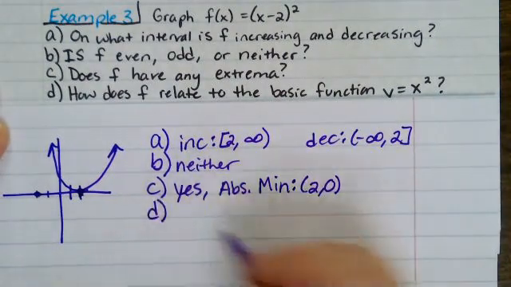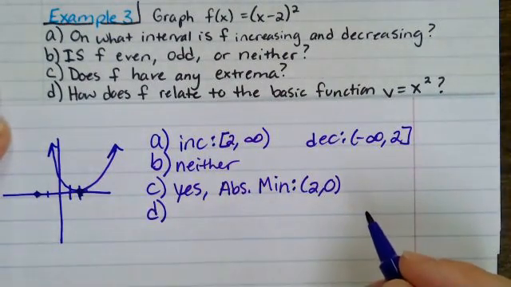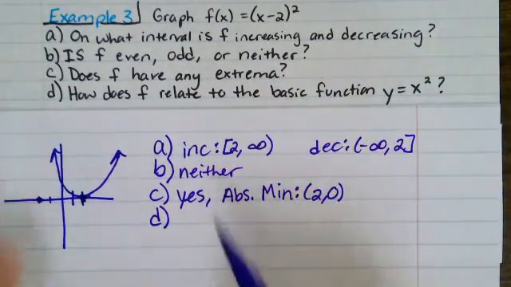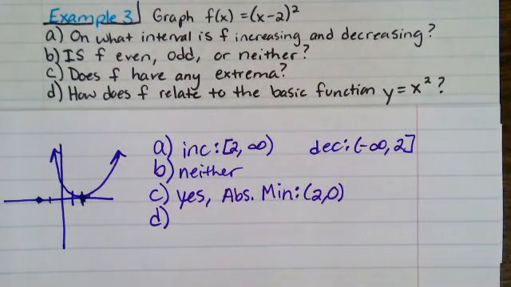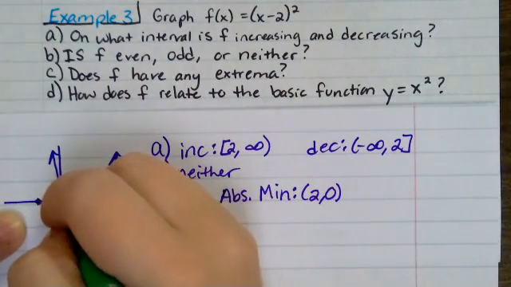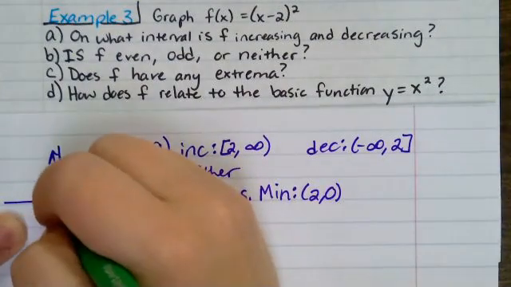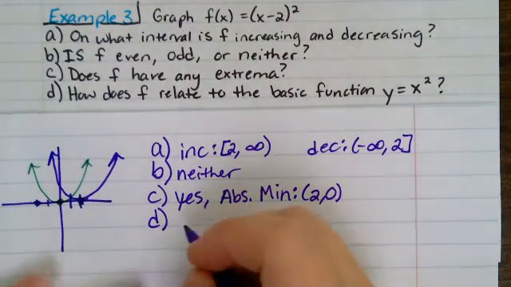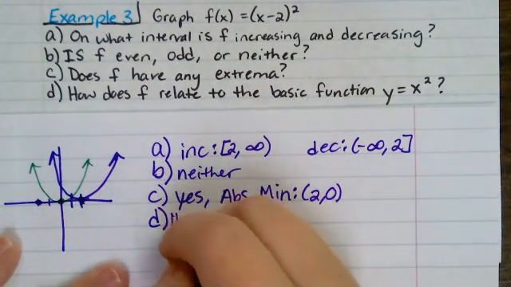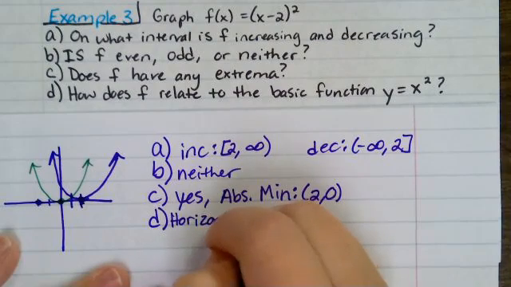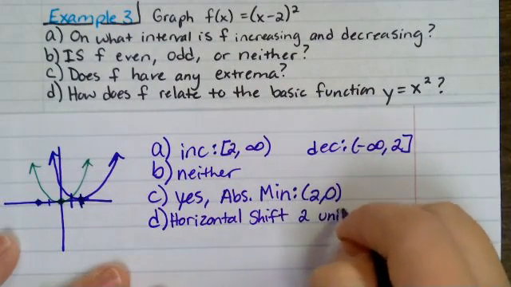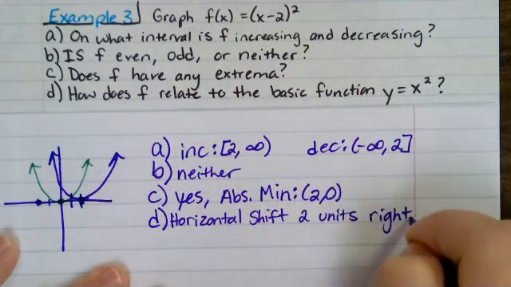Okay, and then we got part D. How does f relate to the basic function y equals x squared? So it's basically asking, how does it compare to the parent function? Well, the parent function would have looked very, very similar, except it would have gone through the origin. So that's what that would have done, right, in green. But purple is what we're working with here. This guy has been moved to the right too. Okay, so we're going to say has been horizontally shifted 2 units right.